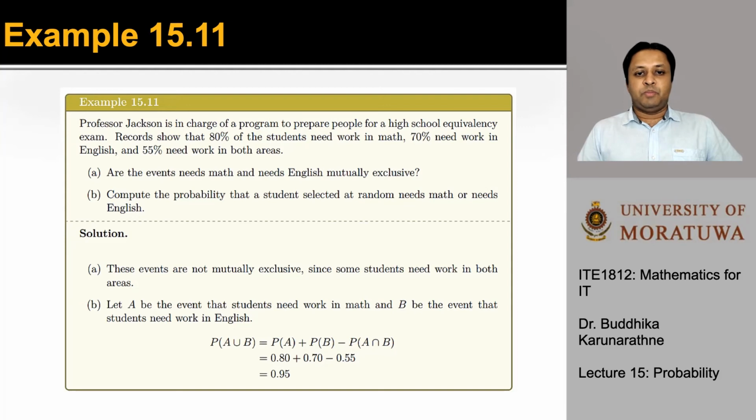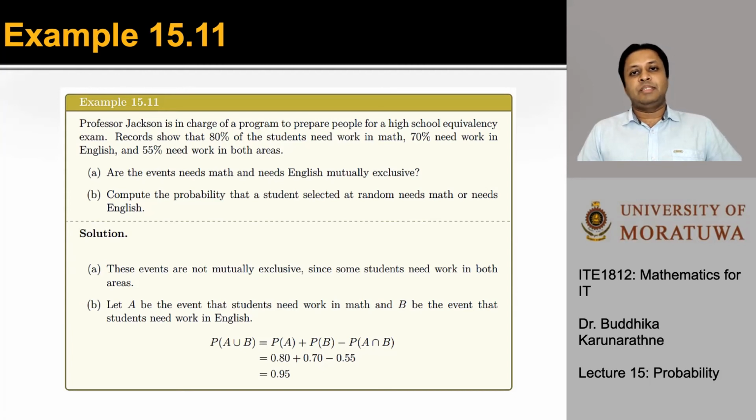So compute the probability that a student selected at random needs math or needs English. It's an "or" relationship, which means we need to take the union. So we need to calculate P(A union B). How do we get that? According to the theorem, it is equal to P(A) plus P(B) minus P(A intersection B).